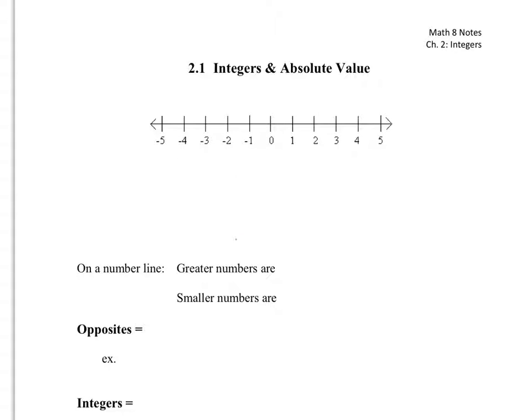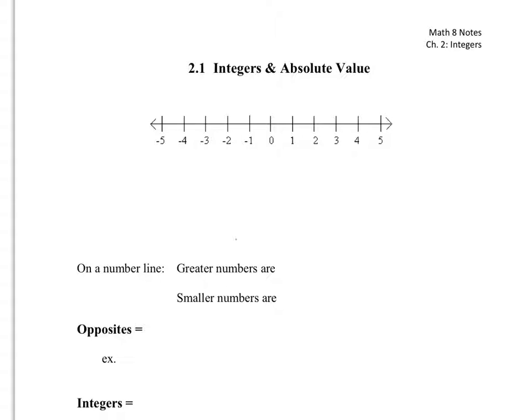All right, section 1 from chapter 2, integers and absolute value. Integers are much easier than using numbers that aren't integers because integers are numbers that don't have decimals or fractions with them. So it's only your whole numbers. So when we look at a number line, we have positive numbers and negative numbers on that.